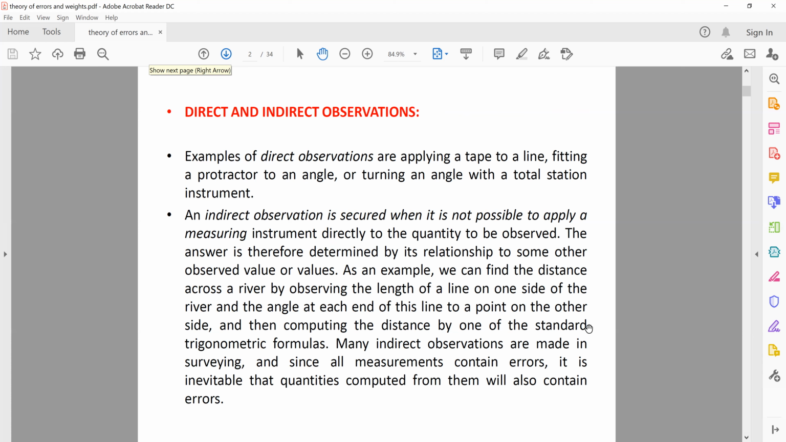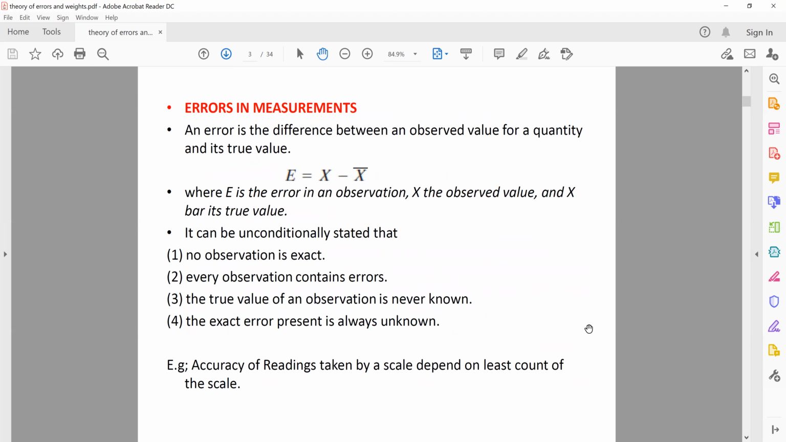So the thing about indirect observations is that if there is error in the direct observation and then you use that measurement again and again, that error keeps on multiplying into all the indirect observations that you make using that direct observation. So that actually signifies the importance of finding out errors and dealing with them.